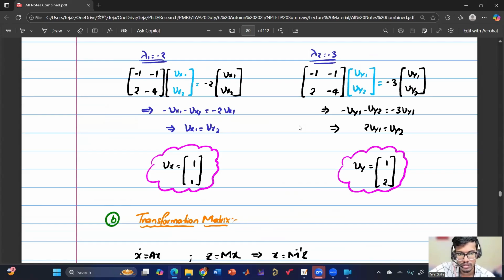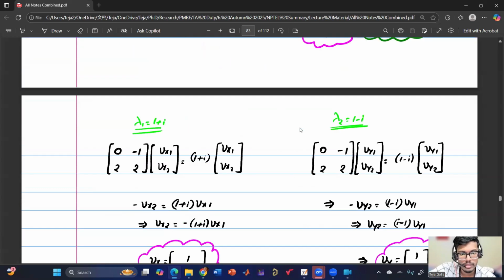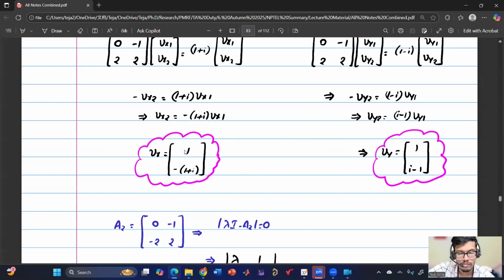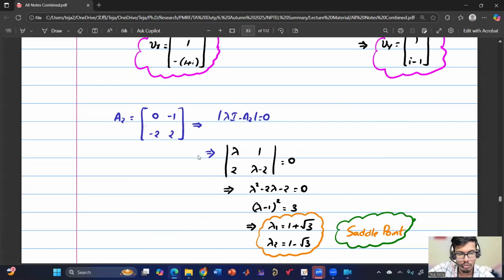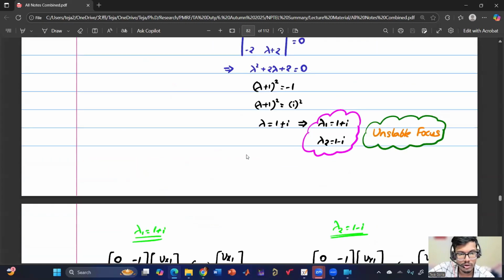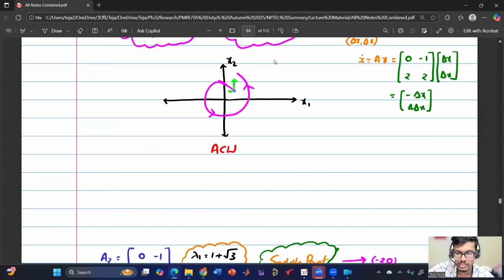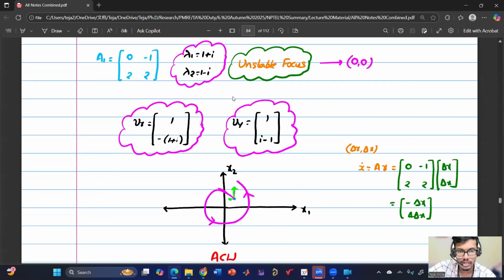So if you see, maybe in this question, here we got 1 plus i and 1 minus i. So the vector is 1 and minus of 1 plus i. So here what happens is, this is an unstable focus, so we cannot visualize it in this real dimension. It's not exactly related to the eigenvectors, because once things are complex, the only three possibilities are stable focus, unstable focus, and center.